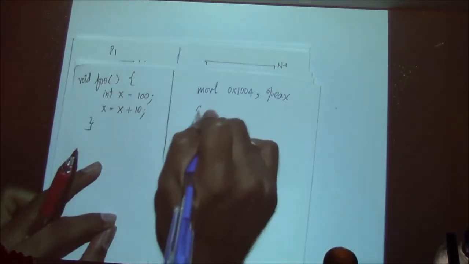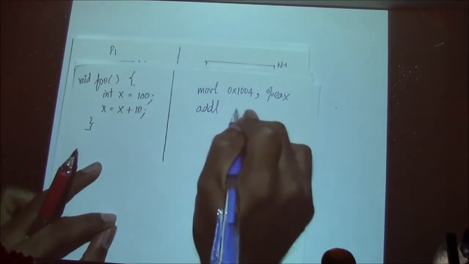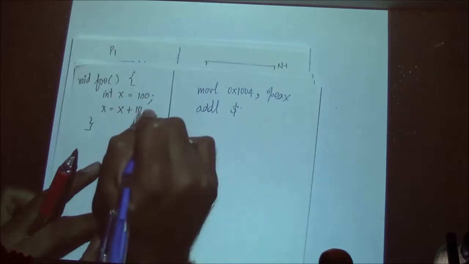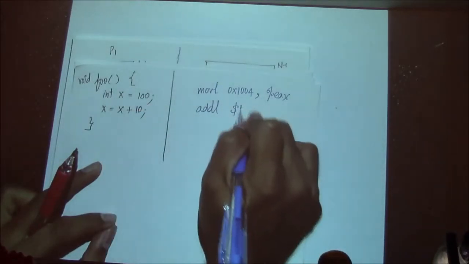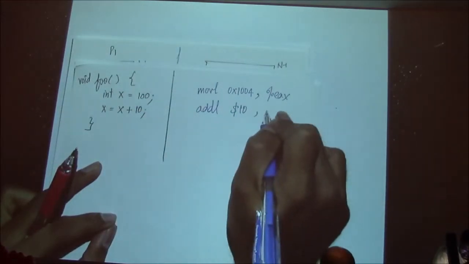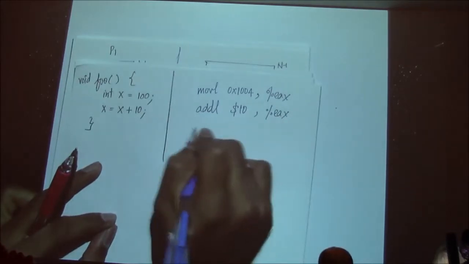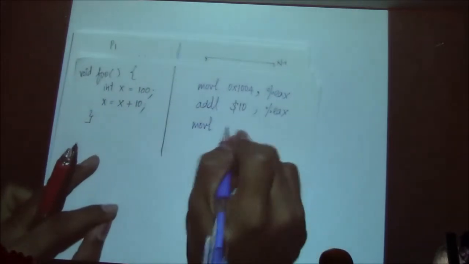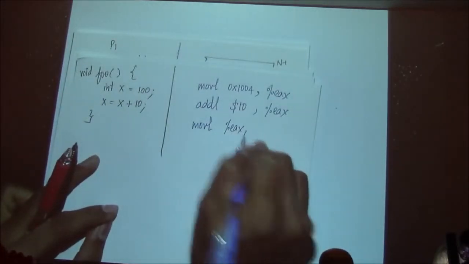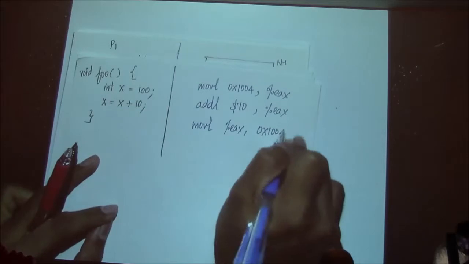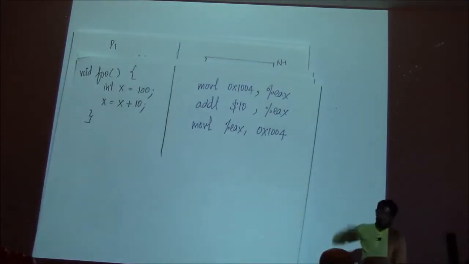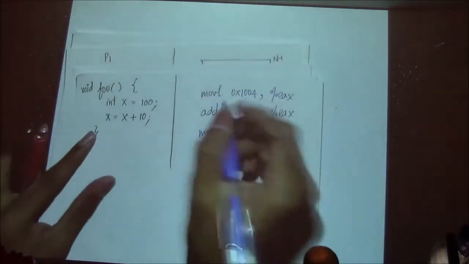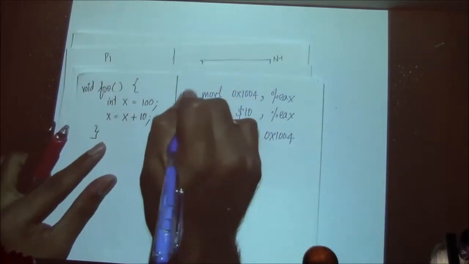Then add the value of 10 to the contents of EAX, and then store the contents of EAX back to the memory location. These are the three instructions that we have here, and let us assume these three instructions are at addresses, let's say 128.